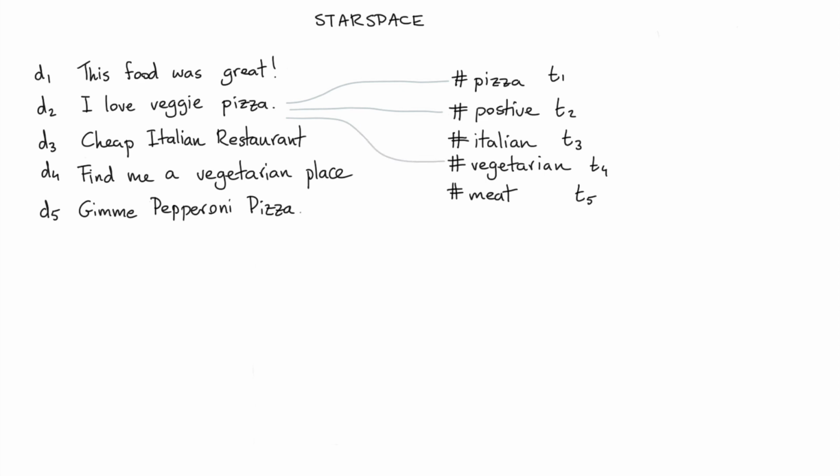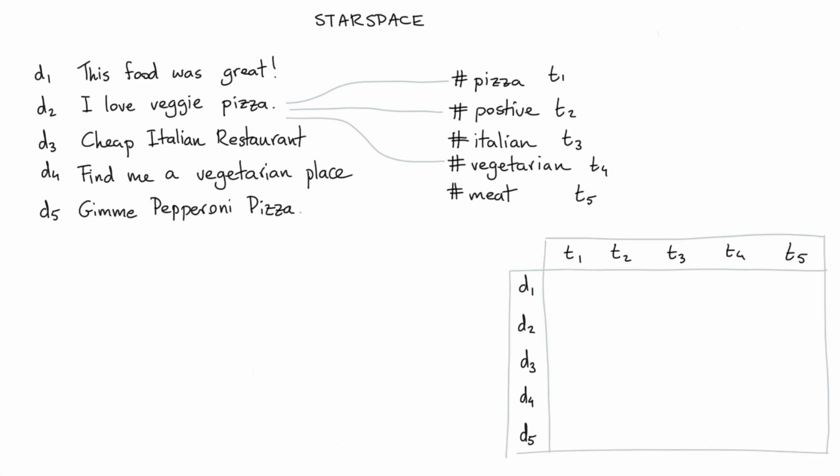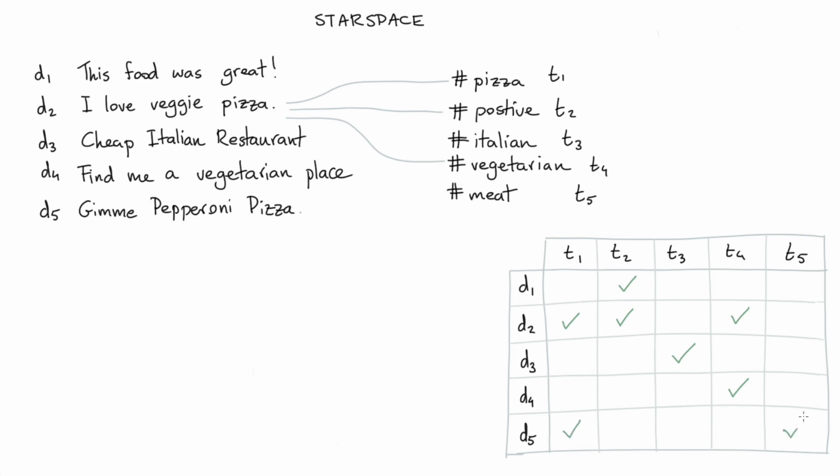And what I could go ahead and do is I can make this table where I've got all of my tags as well as all of my documents. And what I can do in this table is I can just indicate when there was a positive connection between a tag and a document. So for document 2, we had a positive relationship here. We had one here. We had one here. And let's also fill them in for the rest. So this food is great. That is also positive. We have an Italian restaurant over here. Something about being vegetarian. And then we have another reference to pizza and also meat.